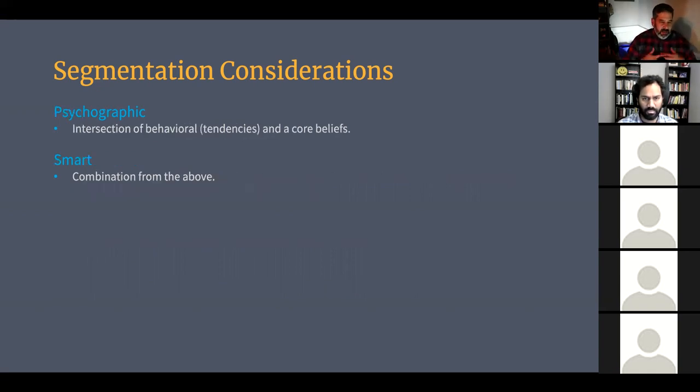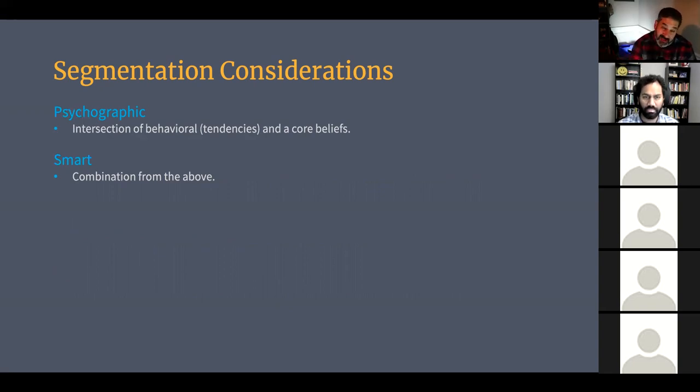Psychographic, not to be confused with other psychedelic type things, is the intersection of behavioral tendencies and core beliefs, right? So we're talking about your behaviors, your tendencies that are related to just your behavior and what you do on a daily basis. These are your innate core beliefs. These are your belief system and the tendencies that derive from that belief system.